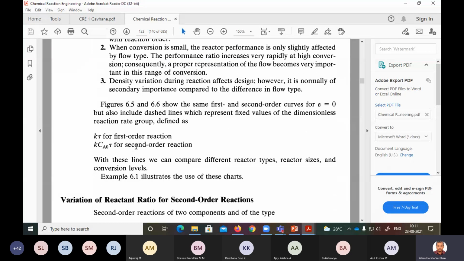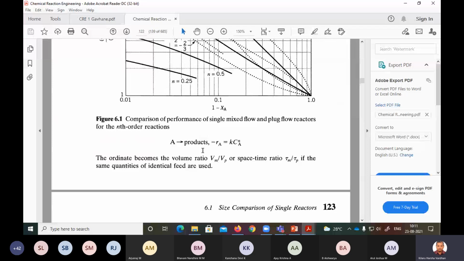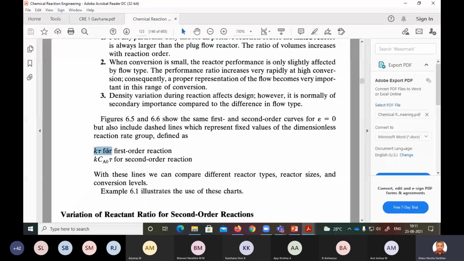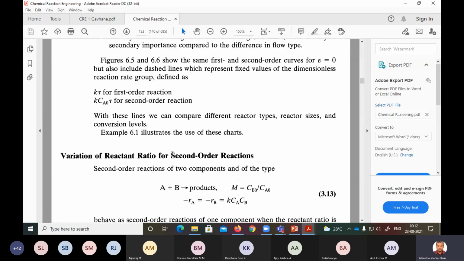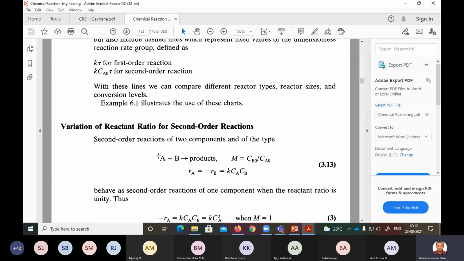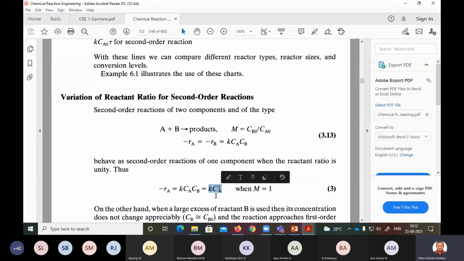Now for a first order reaction, because we are trying to compare the first order and second order, K tau is the Damkohler number. Whereas for a second order reaction, your CA naught will also come into the picture. That is what we earlier showed. Now, what will happen if there is a second order reaction, like A plus B gives a product, where M is CB naught by CA naught, and the rate is K into CA CB. Either the order can be like this, or it can be like this also, K CA square, where CA and CB are almost 1. So both are equal.